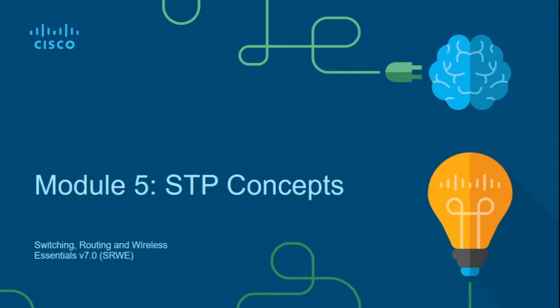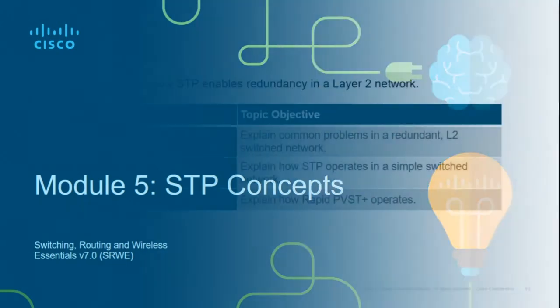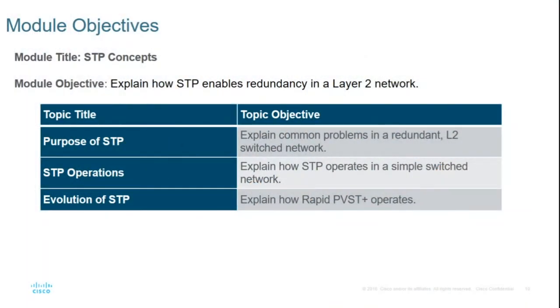Welcome to Module 5, STP Concepts. STP stands for Spanning Tree Protocol. Module 5 is entitled STP Concepts, and the objective of this module is to explain how STP enables redundancy in a Layer 2 network. This module is divided into 3 topics with the following objectives.